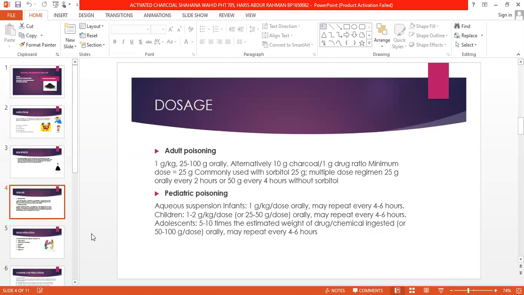1 gram per kg is the dose orally, which can be repeated every 4 to 6 hours. For children, it's 1 to 2 grams per kg. The dose orally may be repeated every 4 to 6 hours. For adolescents, 5 to 10 times the estimated weight of drug chemical ingested orally, and you can give it repeated every 4 to 6 hours.